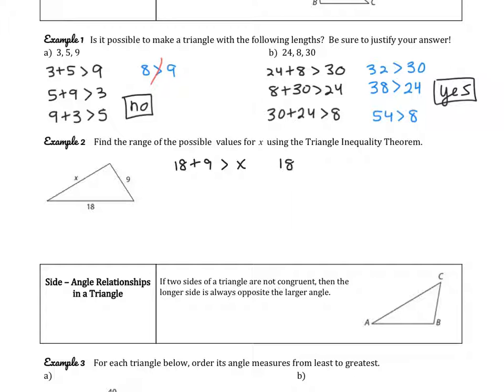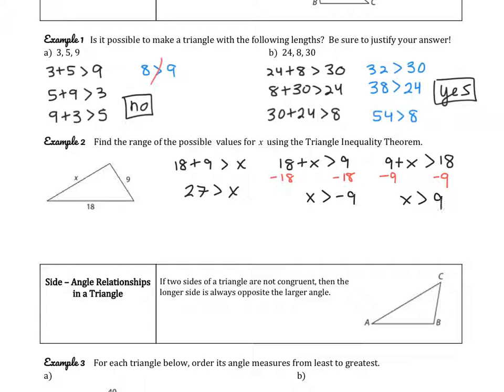And then let's do 18 plus x must be greater than 9. And 9 plus x must be greater than 18. So we're setting it up the same way, even though we have a variable. And then let's simplify what we have, and if necessary, let's even solve for x. So here we can say 27 is greater than x. Here we can solve by subtracting 18 on each side. And this tells us that x must be greater than negative 9. And here we can subtract 9 on both sides, and this tells us that x must be greater than 9.